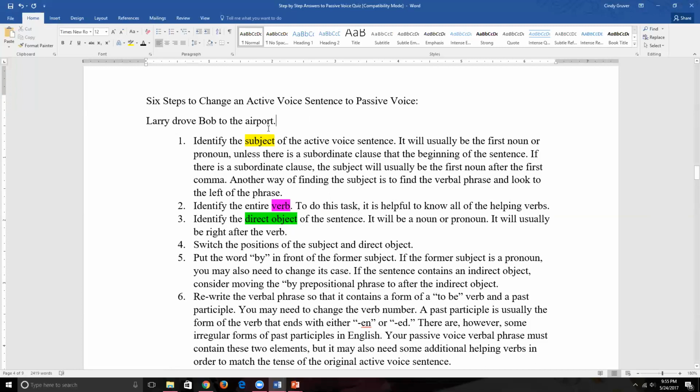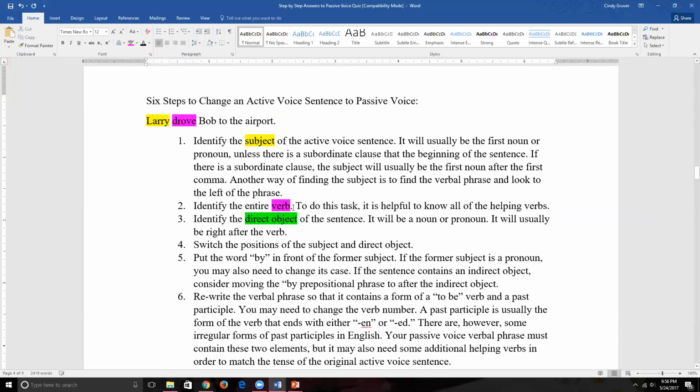Now we're going to switch it to passive, and we're going to follow basically the same process that we used when changing a sentence from passive voice to active voice. We're first going to identify the subject of our active voice sentence. That's going to be Larry, same way we found it before. It's usually our first noun or pronoun in the sentence. Again, if it's a long introduction, we might instead look for the verb and look to the left. Either way, we're going to end up with Larry.